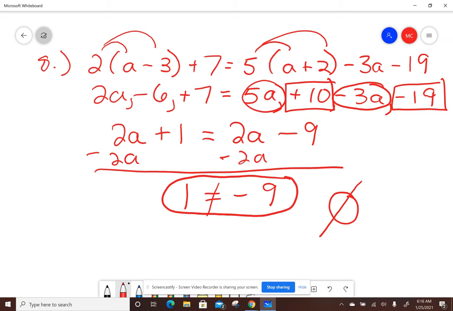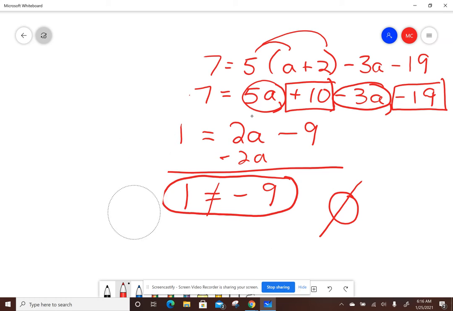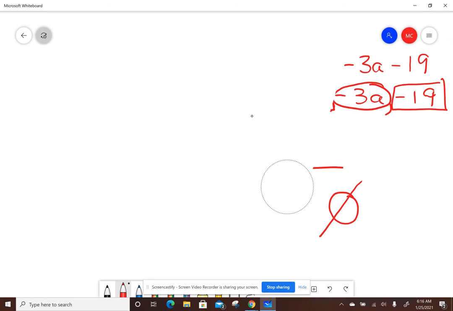So when the variable disappears, it's either going to be all real numbers if you end up with a true statement, or no solution if you end up with a false statement. Remember, if there's still a variable, you can't decide the truth value. Okay, so now let's look at the next problem, which is a word problem.